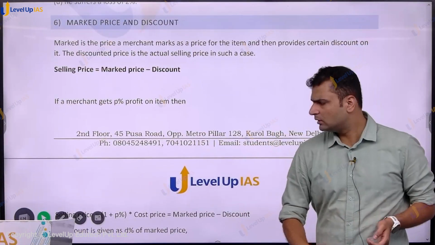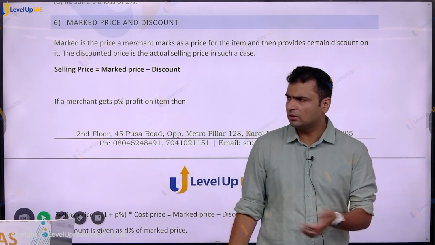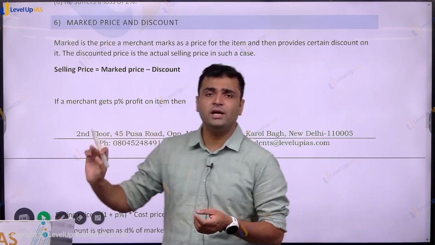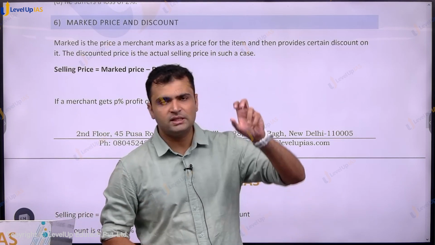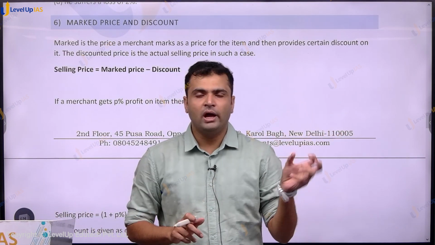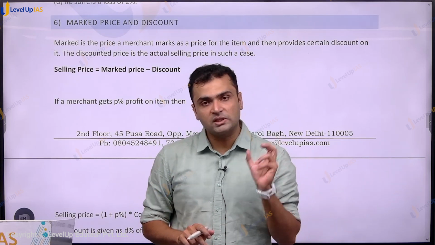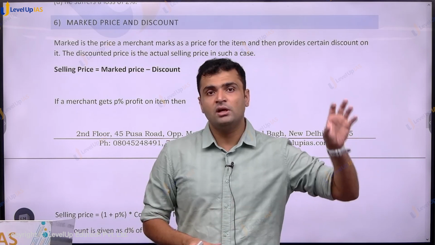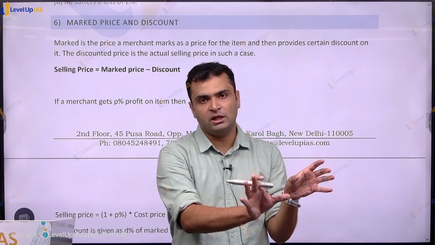Last, I think this is the last thing I want to discuss in this chapter. Maybe there are certain more things, and this is more familiar to us: whenever you go to a shop or purchase anything on Amazon, there is a certain MRP, maximum retail price, and some discount is given on that price. So discount is always given on MRP. Discount is not given on cost price or selling price. And whatever MRP minus discount is, that is actually your selling price.